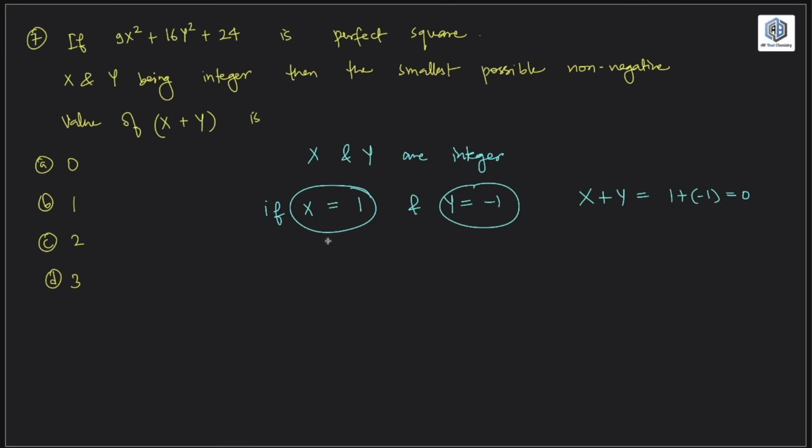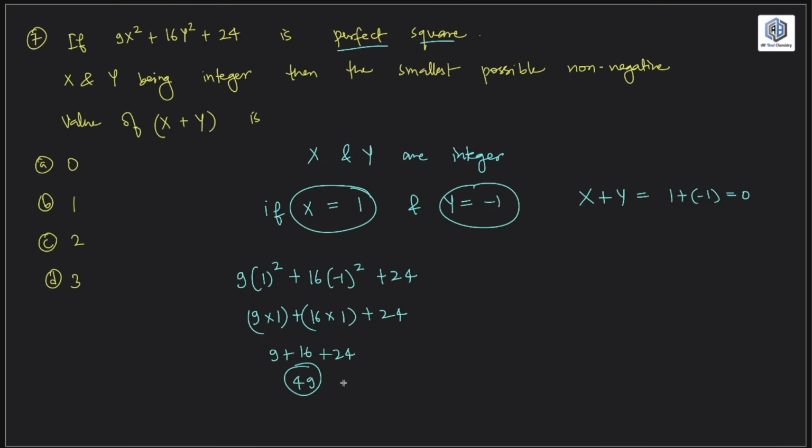But let me see whether after putting this I am getting a perfect square or not according to the question. So 9 into 1 square plus 16 into minus 1 square plus 24. So it becomes 9 into 1 plus 16 into 1, plus 24. So 9 plus 16 plus 24 is 49, which is a perfect square number. Square of 7 is 49. So it satisfies every condition. That's why you can take x and y to be 1 and minus 1, and the smallest possible non-negative value will be 0. So the answer will be 0 for this.